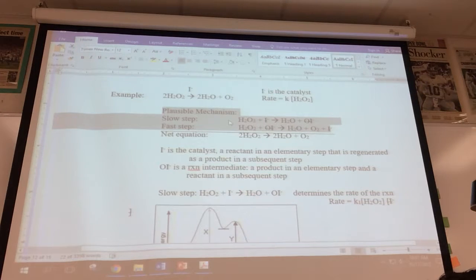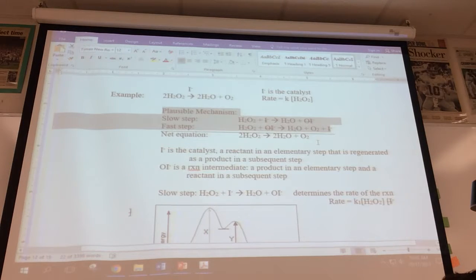What's the first thing you're going to check with this mechanism? The net equation. OI minus, why is that a reaction intermediate? Product in one elementary step, reactant in a subsequent. Now look at I minus. Iodide ion here is a catalyst. This is a reactant in one elementary step, and a product in a subsequent one, and doesn't appear in the overall reaction. So that's the reaction intermediate, that's the catalyst, and they're canceling two of these, one oxygen.